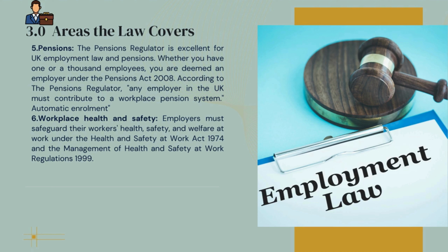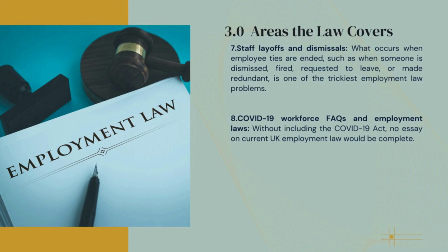Employers must safeguard their workers' health, safety, and welfare at work under the Health and Safety at Work Act 1974 and the Management of Health and Safety at Work Regulations 1999. 7. Staff layoffs and dismissals. What occurs when employee ties are ended, such as when someone is dismissed, fired, requested to leave, or made redundant, is one of the trickiest employment law problems. 8. COVID-19 workforce FAQs and employment laws. Without including the COVID-19 Act, no essay on current UK employment law would be complete.